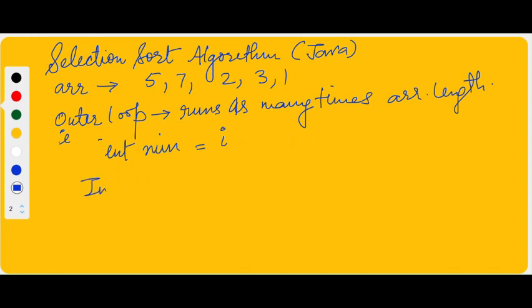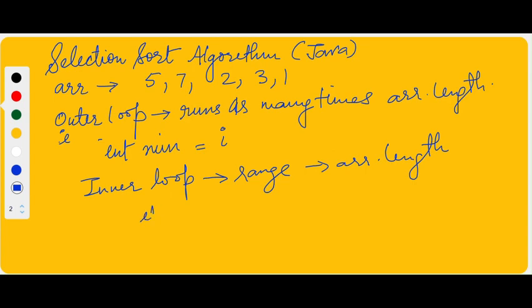And then in the inner loop, what are we going to do? The inner loop also runs over the elements in the array, up to array dot length, but it starts at I plus 1. From I plus 1 to array dot length. I'll show you the code in Java as well.